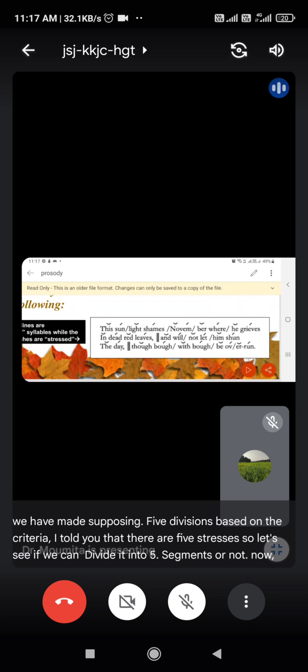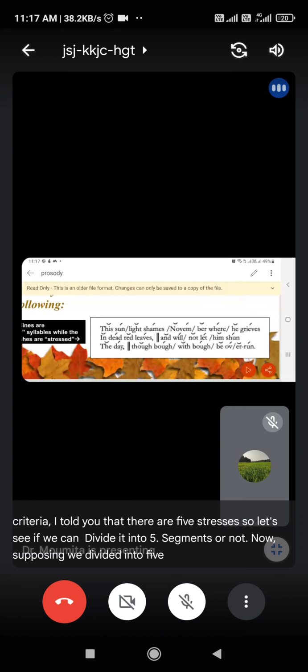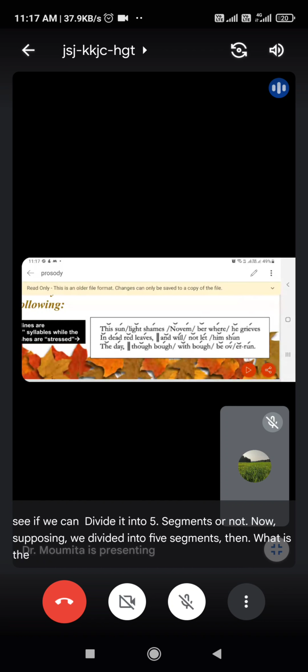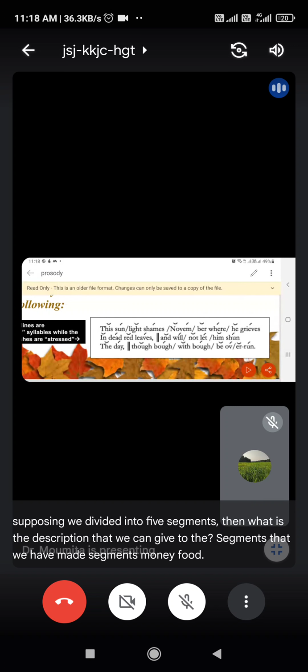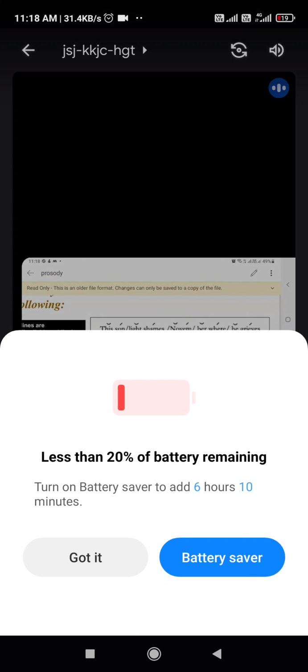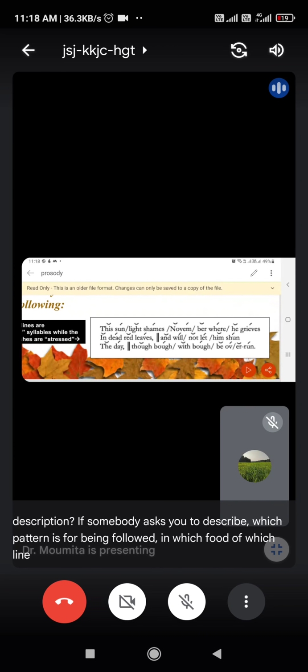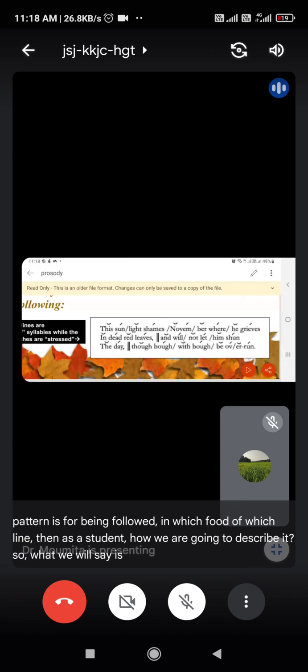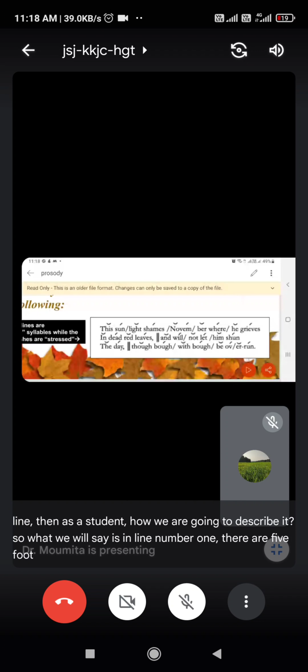Now supposing we divided it into 5 segments, then what is the description that we can give to the segments that we have made? Segments mean foot. What is the description? If somebody asks you to describe which pattern is being followed in which foot of which line, then as a student, how are we going to describe it? So what we will say is, in line number 1 there are 5 feet, so we will have the plural, right?